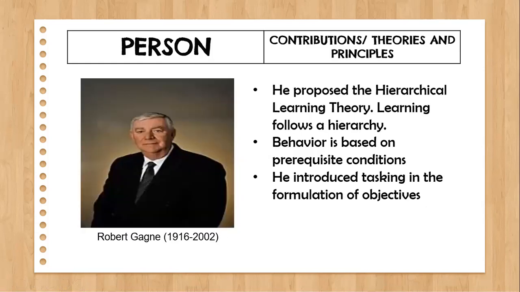Okay, Robert Gagne. Hierarchical learning theory. If it is tagged hierarchical learning theory, we're talking about Robert Gagne. He proposed the hierarchical learning theory. Learning follows a hierarchy, he believed that. And behavior is based on a prerequisite condition. So behavior is based on the condition that happened to us, or the prerequisite before it happened to us.